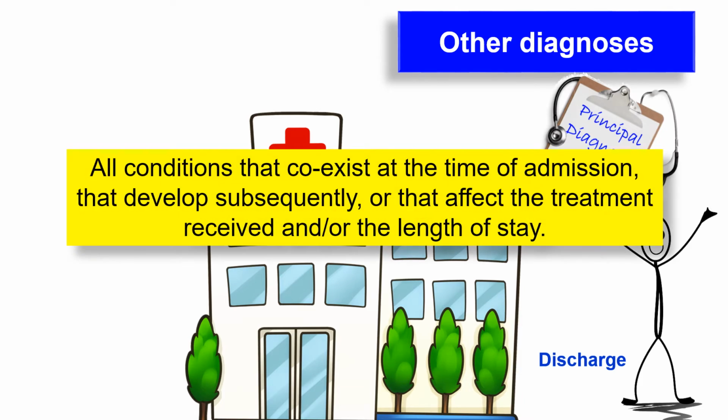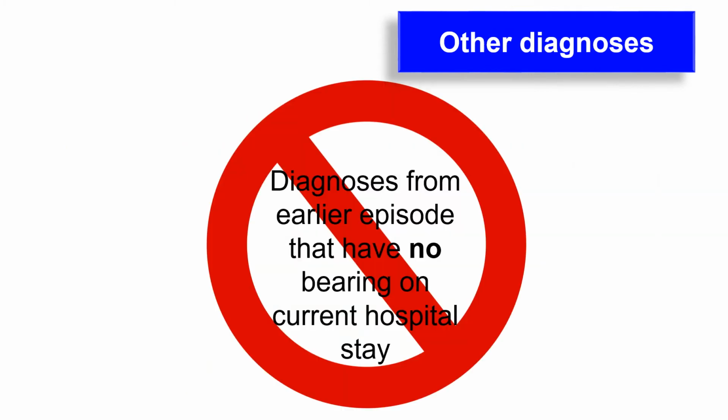So the other diagnoses are all conditions that coexist at the time of admission or that develop subsequently during admission that affect the treatment received or the length of stay of the patient. Diagnoses from an earlier episode that have no bearing on the current hospital stay should not be counted as other diagnoses and should not be documented in this episode of care.